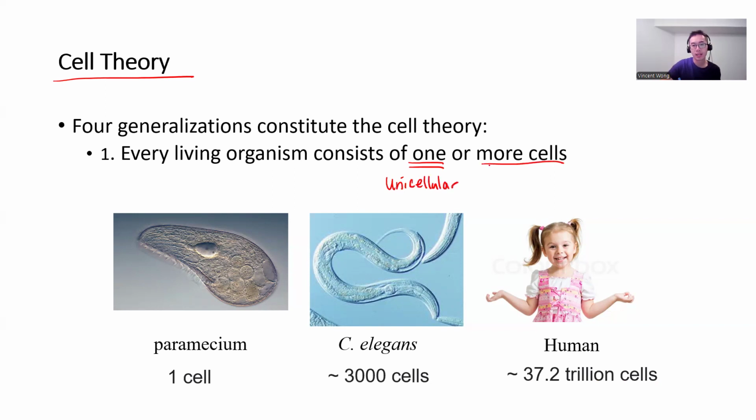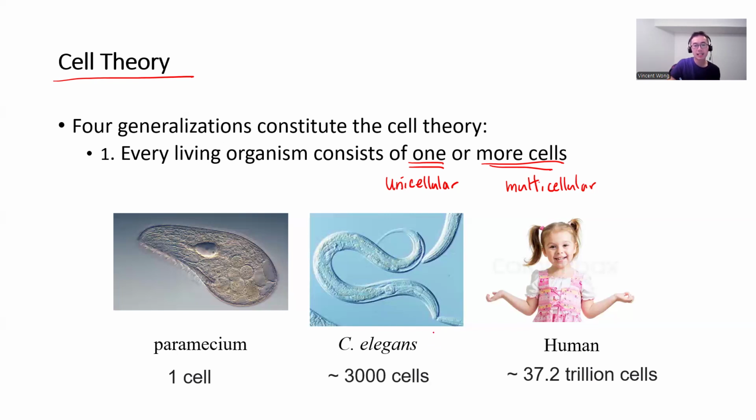Okay. On the other hand, if it has more than 1 cell, we call them multicellular. So here we have something called a paramecium. It's related to the amoeba. They're the same category of organisms. And both the amoeba and the paramecium live in fresh water, and they are just 1 cell. The entire organism is made up of a single cell. So that's unicellular.